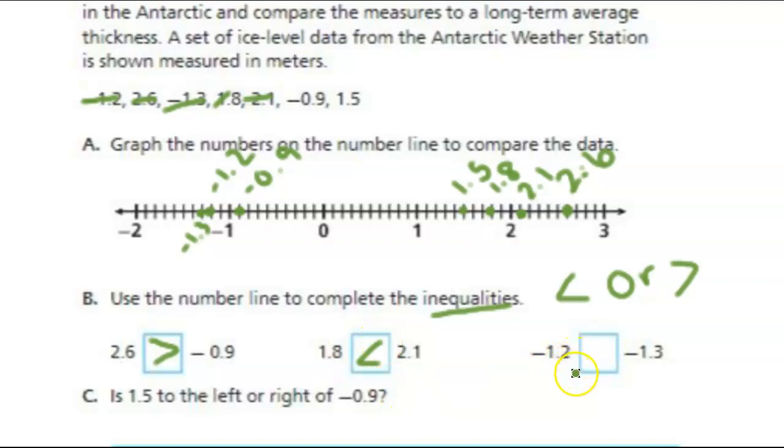And then I have negative 1.2 and negative 1.3. If you look to the left-hand side on the number line, they're right next to each other. Negative 1.2 is on the right, though. Negative 1.3 is on the left. So this is greater than.